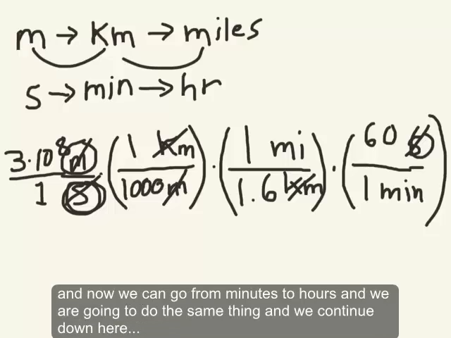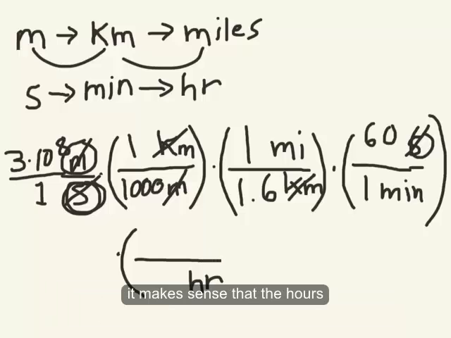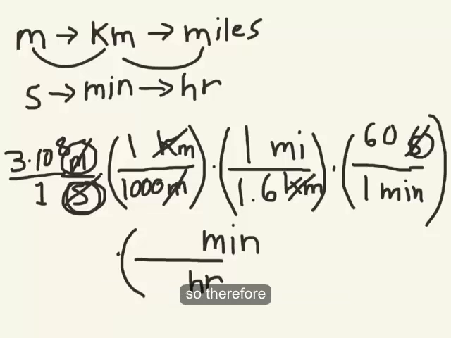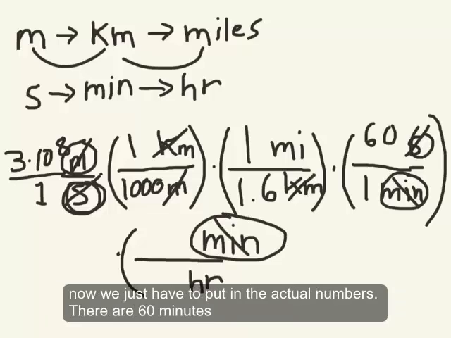And now we can go from minutes to hours. And we're going to do the same thing. I'm going to continue down here. We want to end up with miles per hour. That means over hours, so it makes sense that the hours go on the bottom. And now we want to cancel minutes. So therefore, minutes is already on the bottom here. It makes sense that it goes on the top here so that we can cancel minutes. Now we just have to put in those actual numbers. So there's 60 minutes in 1 hour.